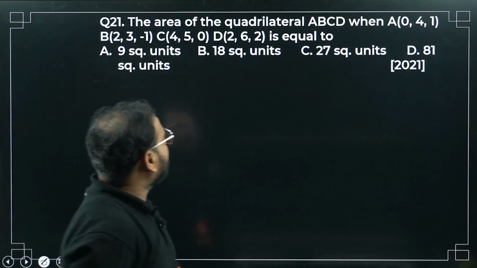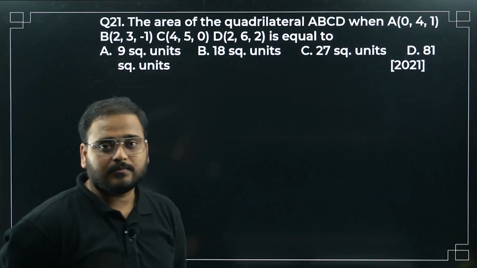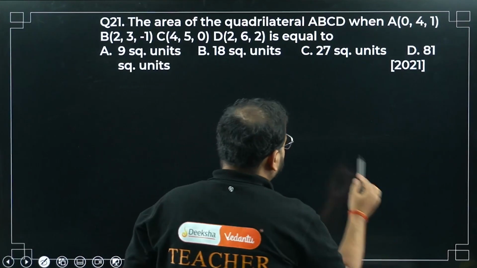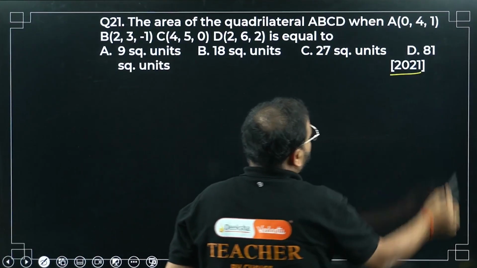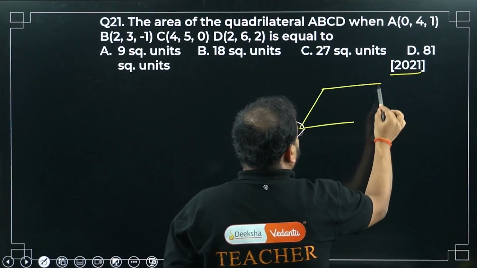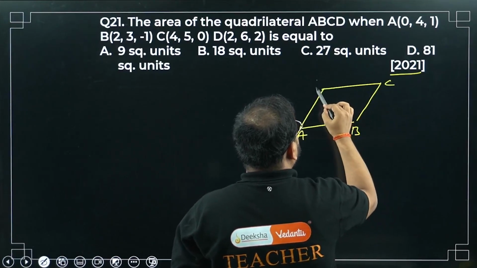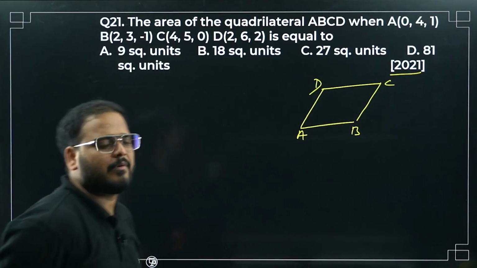Question number 21. The area of the quadrilateral ABCD, when A, B, C, D are given like this, equals what? There's an interesting thing about this particular figure. Check here. Asked in 2021. If you draw the parallelogram like this, please check. A, B, and C, D. I'll not have to draw and prove everything over here.